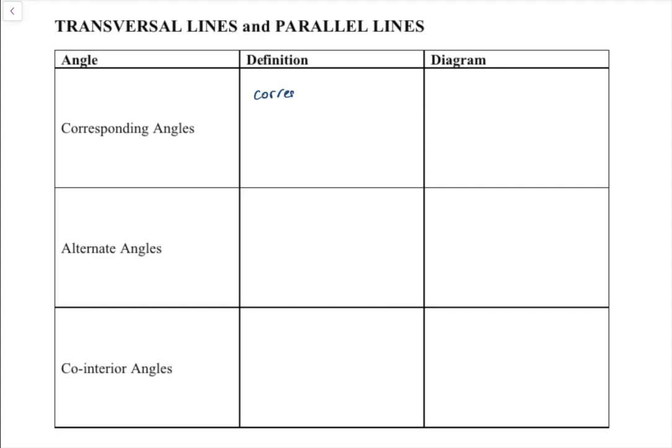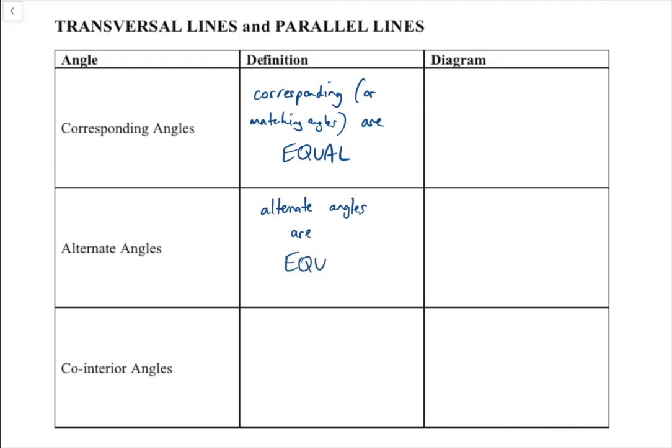Corresponding angles, sometimes they're called matching angles, are equal. Alternate angles are equal. Co-interior angles add to give 180 degrees. So let's draw a diagram for each one of these.